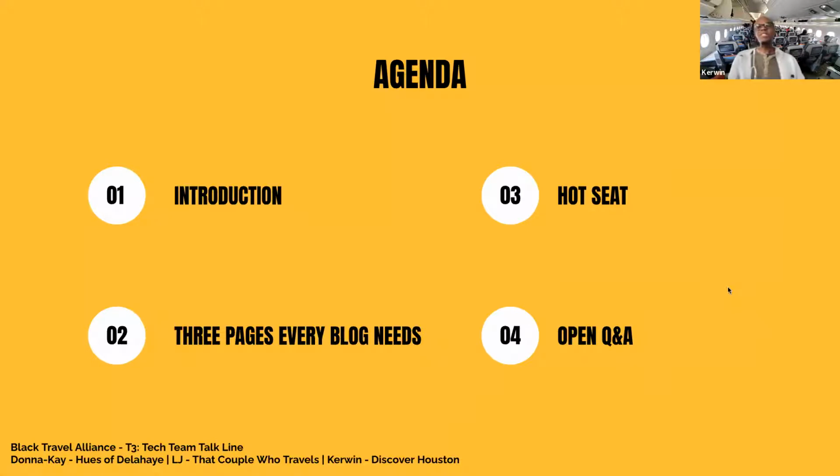All right, so just in terms of an agenda, we're planning on going for maybe an hour, hour and a half, depending on how exciting things get. We're going to do a little introduction so you guys know who we are, and then we'll talk about 3 pages every blog needs. Then we'll do a little hot seat. We didn't get any volunteers for the hot seat, so we're going to have to pick you guys. And then we'll have an open Q&A.